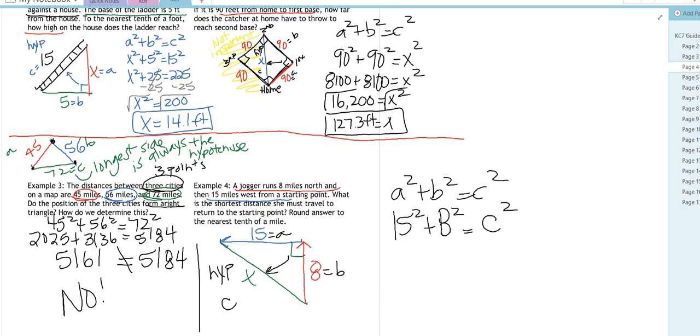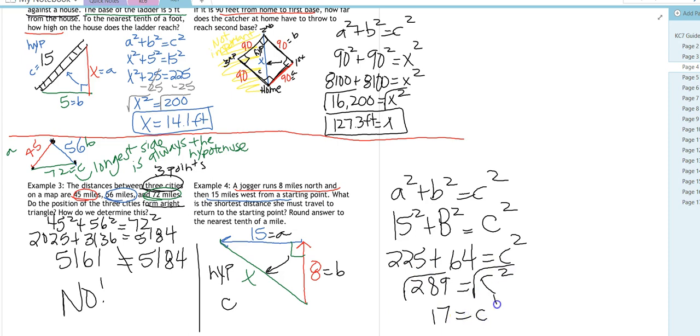So 15 squared is 225. 8 squared is 64. And we still don't know what that hypotenuse is. We add 225 and 64 to give us 289. We take the square root of both sides. So therefore, 17 is our hypotenuse, and that is the shortest distance that she would have to travel after running 8 miles north and 15 miles west.